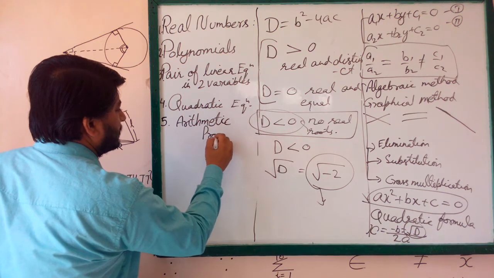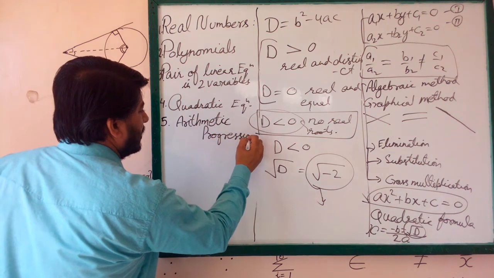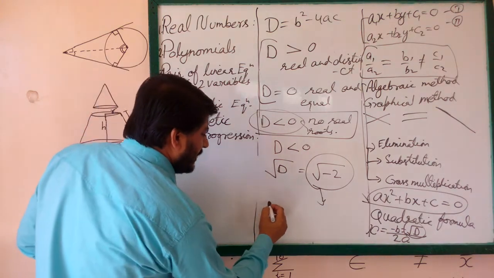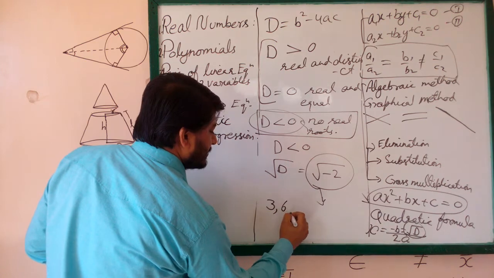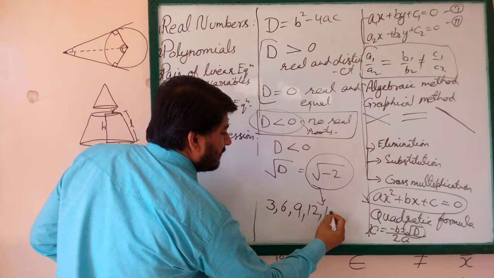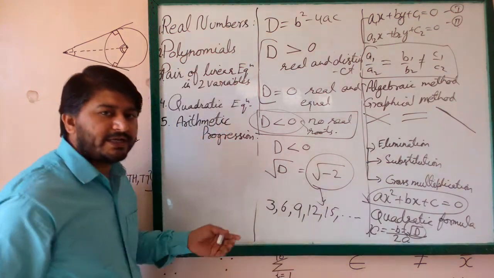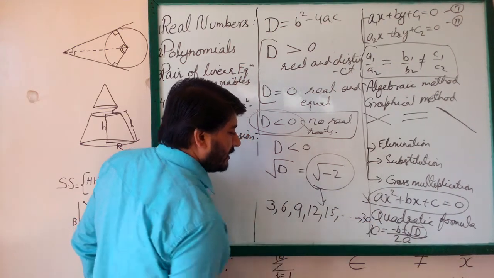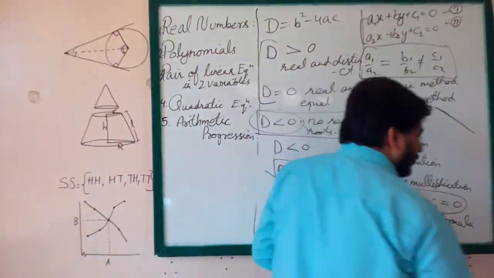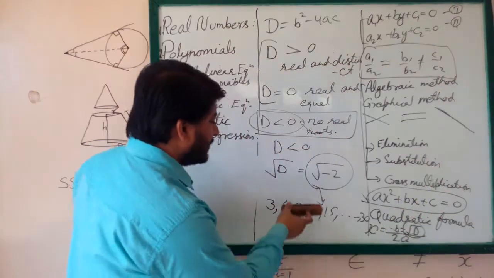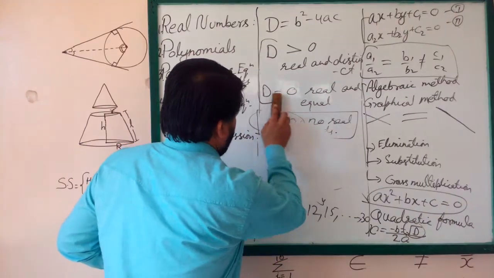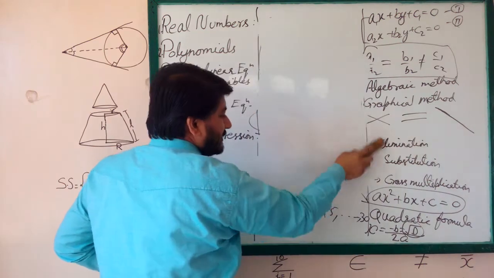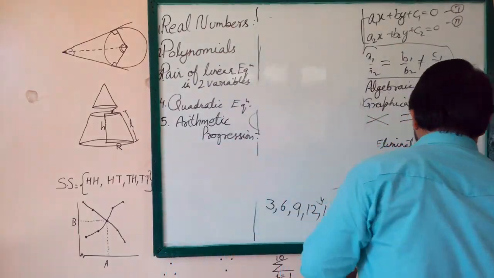Arithmetic progression. In this arithmetic progression, I will just give you an example. Like if I say 3, 6, 9, 12, 15, and so on, up to 30. It is following a pattern. We know that the difference between the successive terms is 3. So there are some terms that we need to go through in chapter 5.